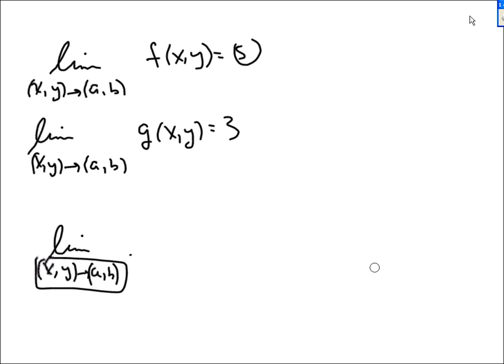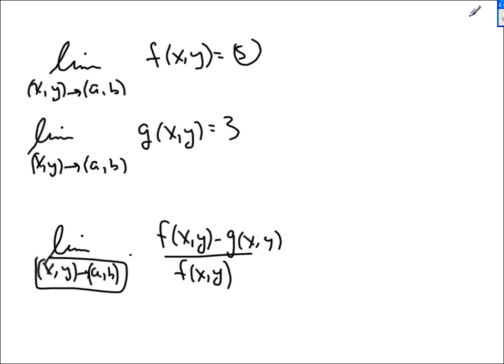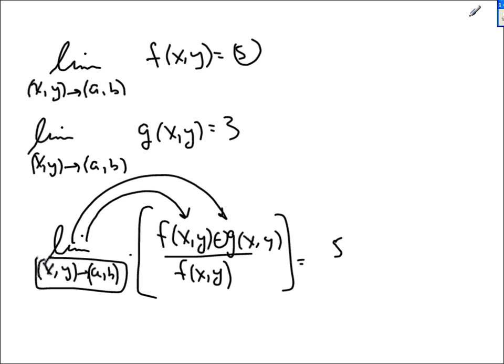Given the same information on the first 2 lines, we'll take the limit of something different. The limit of f of x, y minus g of x comma y, divided by f of x comma y. We want the limit of that. Well, it's the limit of this, which is 5, minus the limit of that, which is 3, divided by the limit of that, which is 5. The answer is 2/5, 0.4.